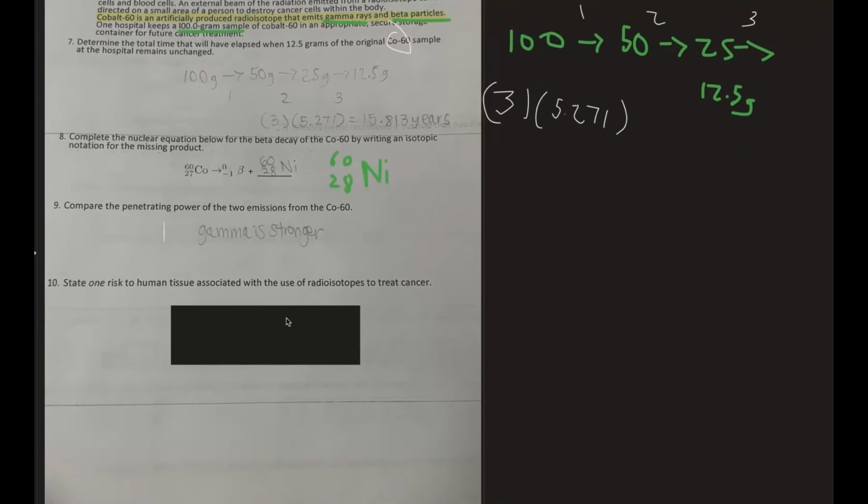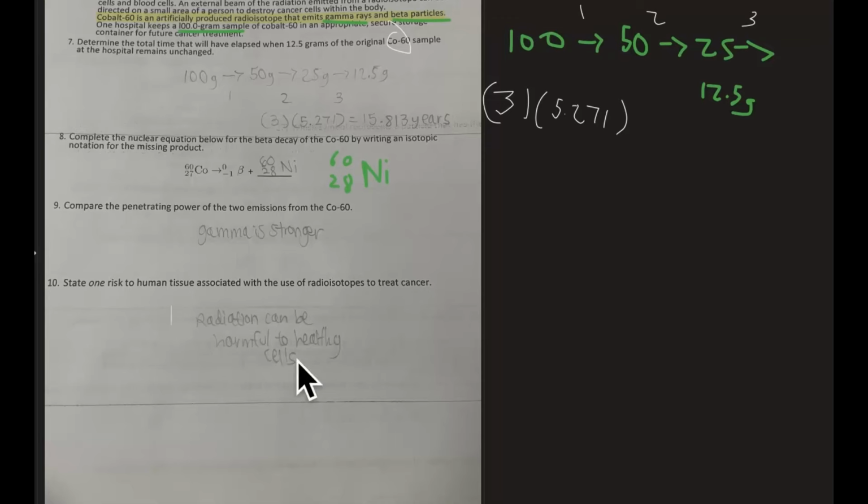Number 10, state one risk to human tissue associated with the use of radioisotopes to treat cancer. Well, here's the thing. It's radioactive material, right? So, I mean, if you get it inside your body, okay, it can kill the cancer cells, but it also poses a big risk to the healthy cells. So, yeah, boom, there we go. It can be harmful to healthy cells.